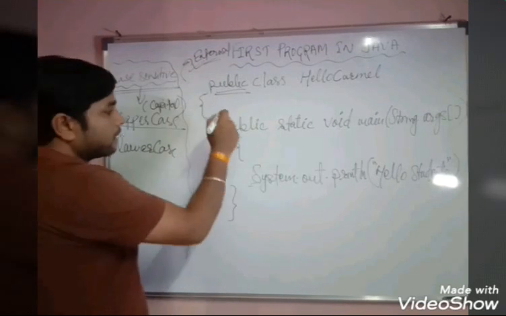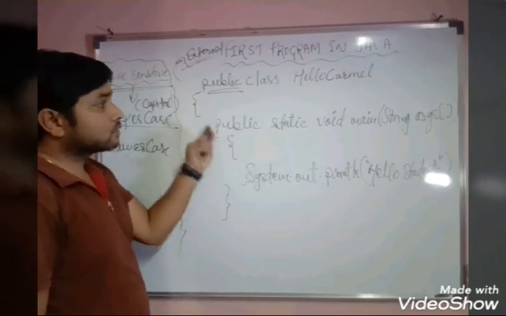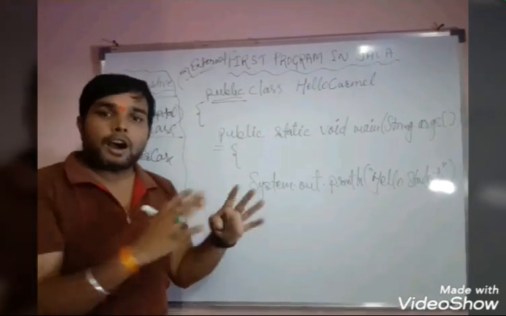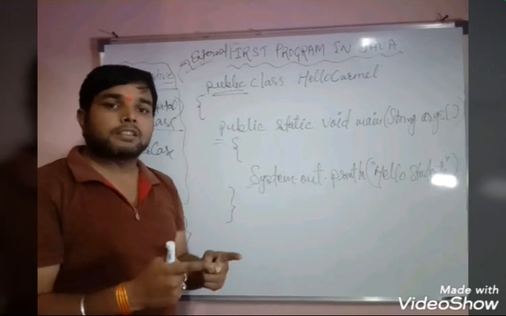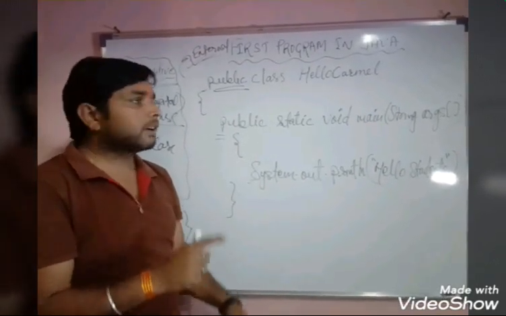For example, public, P is a small letter, so you have to write it in a small letter. So Java is a case sensitive language, meaning the things which are written in uppercase, you have to write in uppercase, and the things which are written in lowercase, you have to write in lowercase.